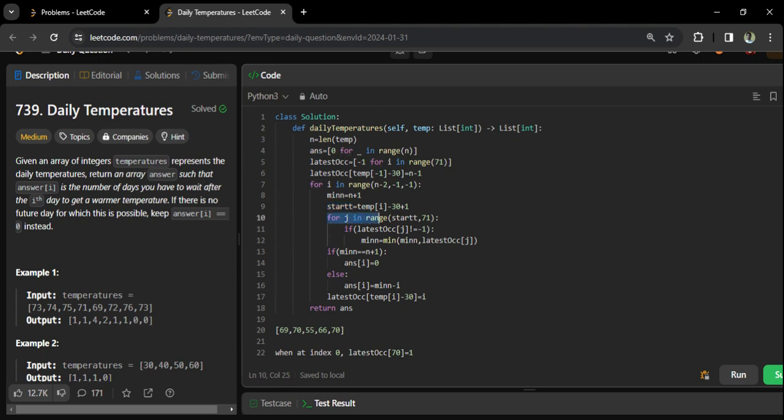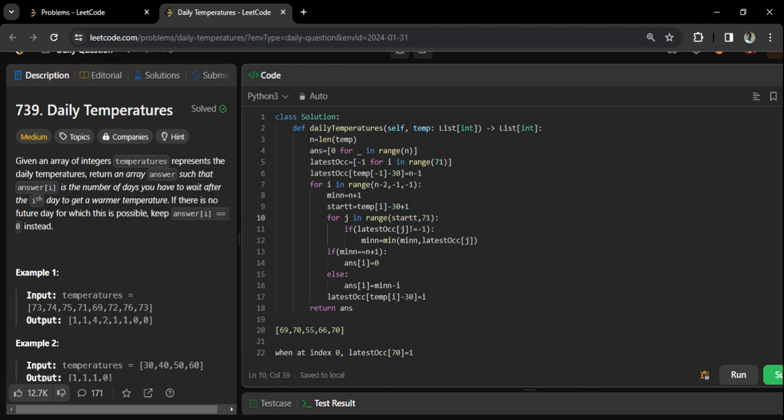So what I will do now, I will start another loop. Remember, this is a for loop, but still it's fixed. It's not dependent on n. That's what I want to signify. So it will not be contributing to the space complexity or time complexity. It won't be considered as O of n square in this case, because it is not dependent on n. So I will go from start till 71. Why 71? Because 71 is the last.